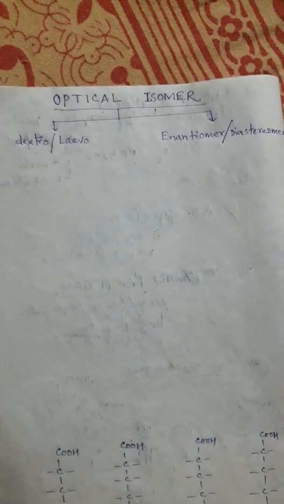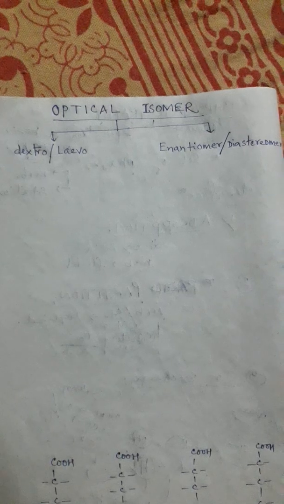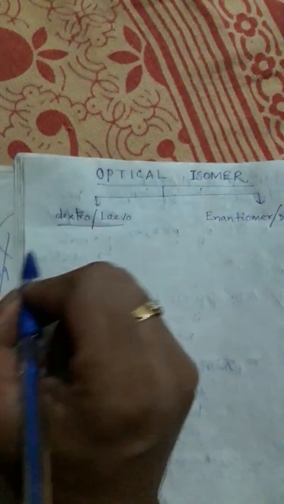Welcome friends. In this video, I would like to discuss in detail about optical isomers. Optical isomers are generally of two types: either dextro and levo, or enantiomer and diastereomer. So let us discuss levo and dextro isomers first.